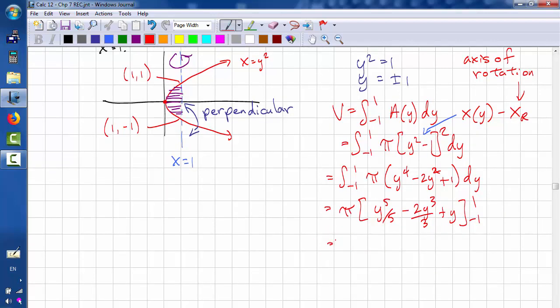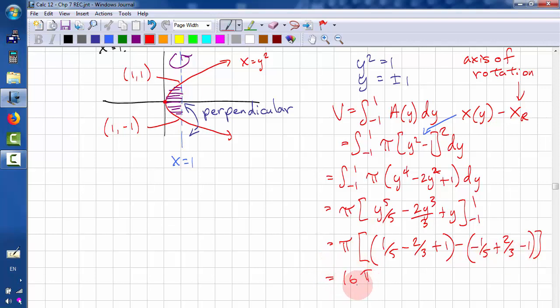But let's continue. So pi, substituting this in, we get 1 over 5 minus 2 over 3 plus 1, subtract -1 over 5, and this is going to be positive 2 over 3, and this is going to be -1. And doing all the adding and subtracting, we get 16 pi over 15. And this is going to be units cubed.